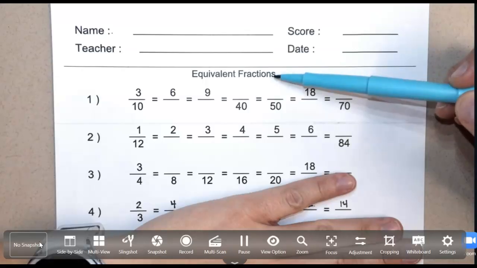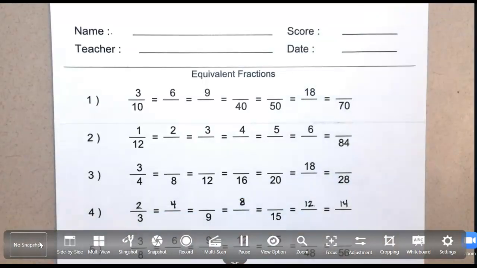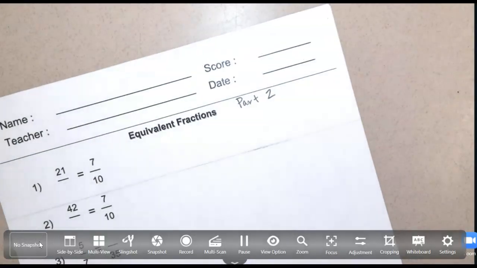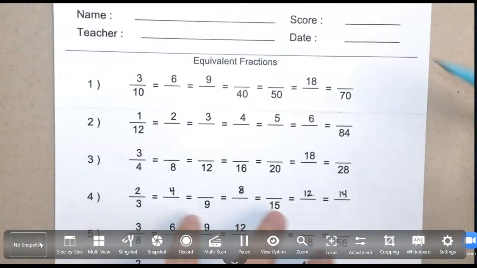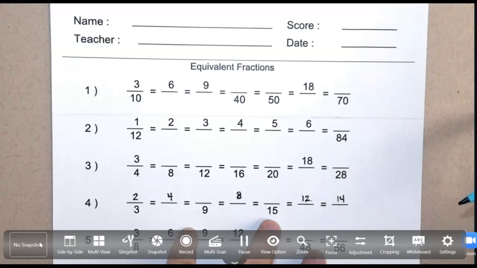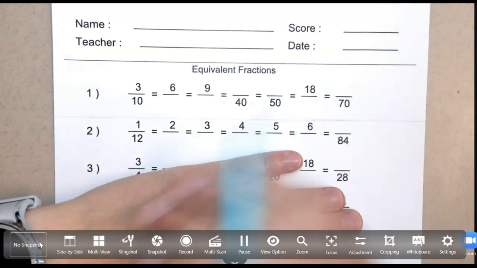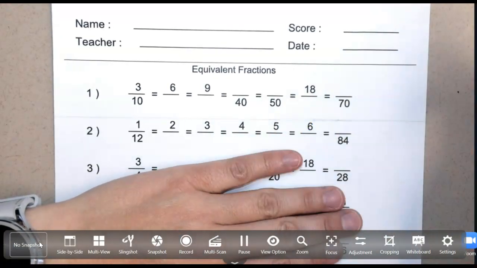It just says equivalent fractions on it, not part 2. Part 2 should be on the back. We're going to look at that in a minute. So let's look at the front side that says equivalent fractions. Now on this, when we fill this in, we're looking at how these are related. Now, lucky for you, I did this quite in order.